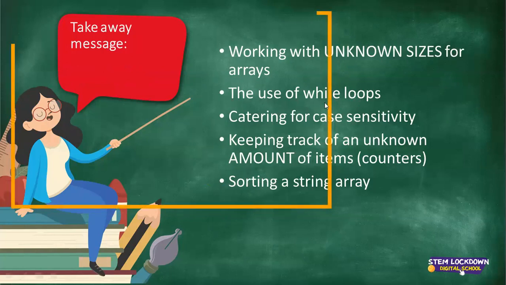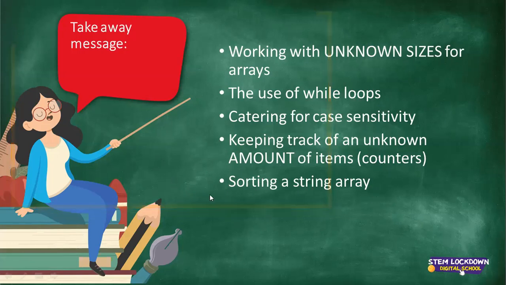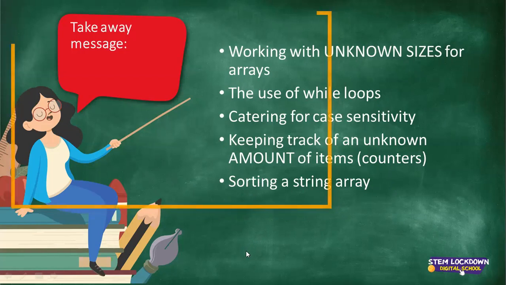You know the purpose of the while loop? Catering for case sensitivity, where we were able to work with uppercase and lowercase values, keeping track of the amount of unknown items. And the purpose of that is, because if we didn't have a position that kept changing, how are we able to store values in our arrays? And finally, being able to sort a string array. And I forgot to write this down, but the use of a for loop. Notice we used the while loop. Once we were able to get the size of the array, we were then able to use the for loop.